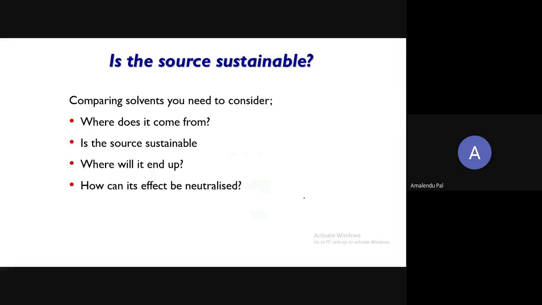Is the source sustainable? First, we have to consider where it comes from. Is the source sustainable? Where will it end up? And how can its effect be neutralized? That we have to think about. Is it possible? Where does it end up, and can the solvent be neutralized?